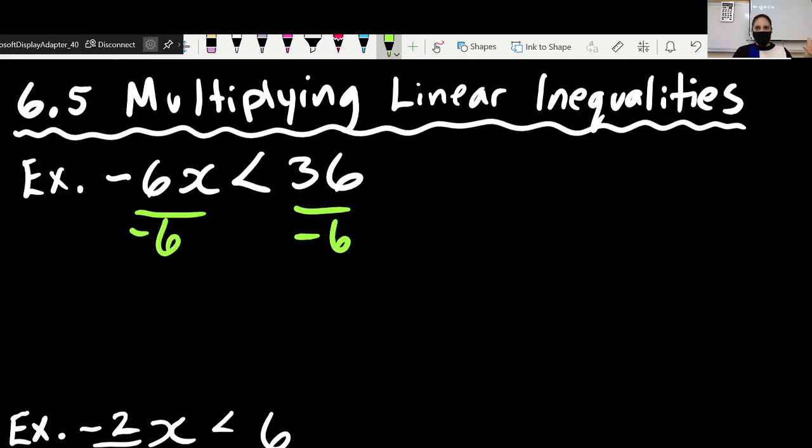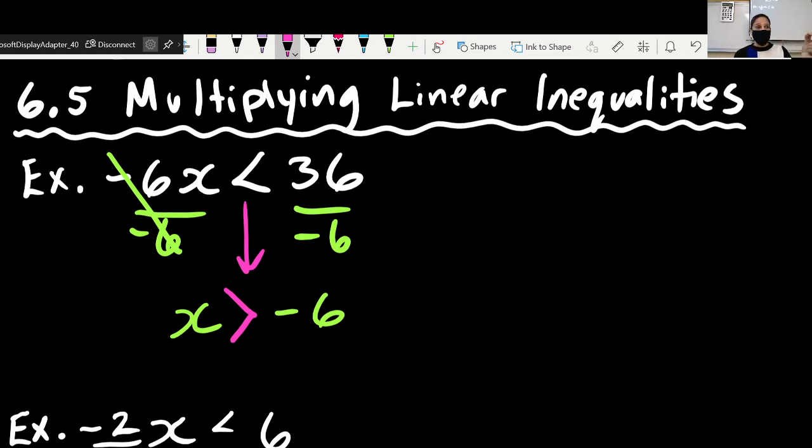And I'm just writing out every single step so you understand what's happening. The reason we do that is to get rid of it on the left. That leaves us with x. And on the right, we know, what's 36 divided by negative 6? Negative 6, right? And then the key thing is when you are multiplying or dividing by a negative, our sign actually flips over. That is very important.